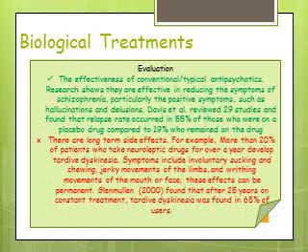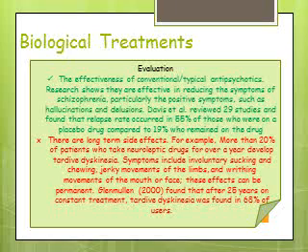So the effectiveness of conventional typical antipsychotics. So research has shown that they are effective in reducing the symptoms of schizophrenia, particularly the positive symptoms. So Davis et al. reviewed 29 studies and found that relapse occurred in 55% of those who were on the placebo drug, compared to 19% who remained on the drug, suggesting that they are an effective form of treatment. However, there are long-term side effects.